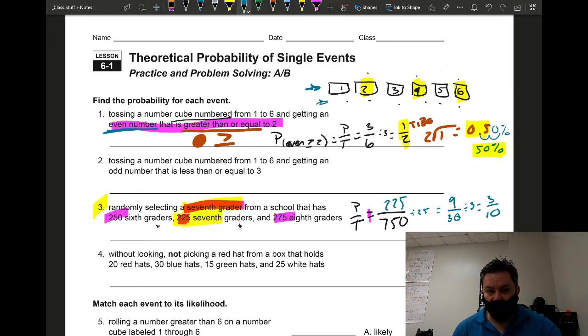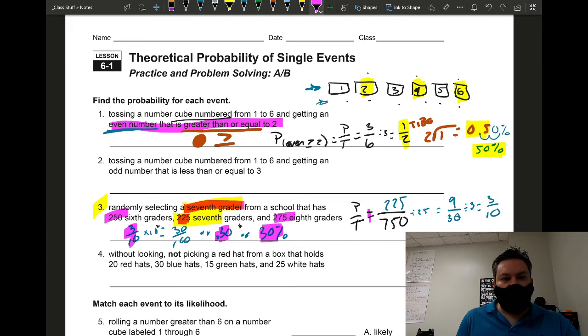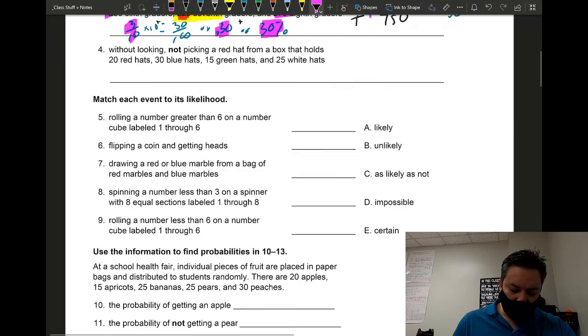But this can also be turned into a decimal or a percent. 3 tenths. If you multiply both of them by 10, you get 30 over 100, or 30 hundredths, or 30%. So my answer choice is either going to be 3 tenths, 30 hundredths, or 30%. That's all you have to do. Part, whatever you want to happen, divided by everything that can possibly happen.